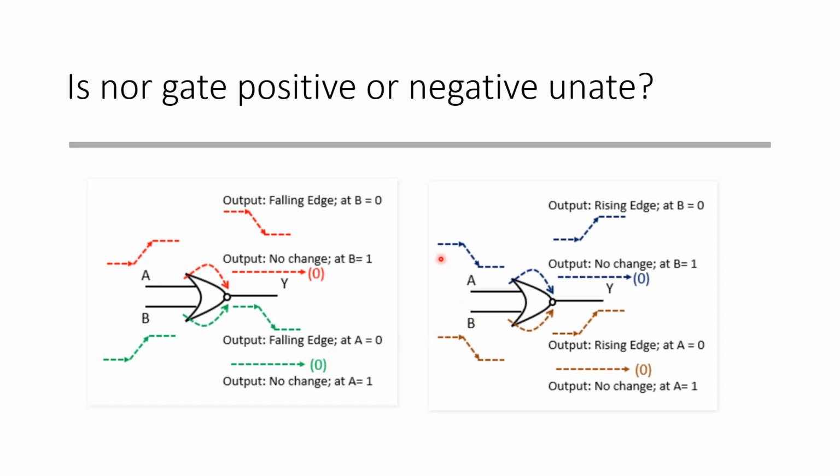It's the same for a falling edge. For the falling edge, you have a rising edge if B is 0, and you have no change if B is 1. So your NOR gate is a negative unit. So AND and OR are positive unit, and NAND and NOR are negative unit. Let us see in the next slide what happens when we take the XOR example.